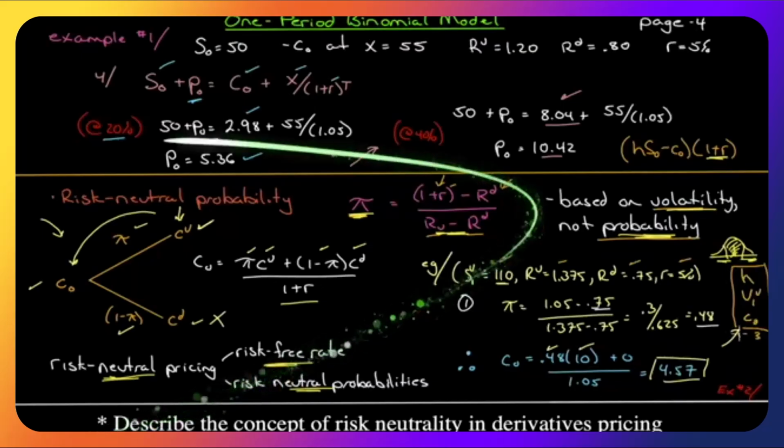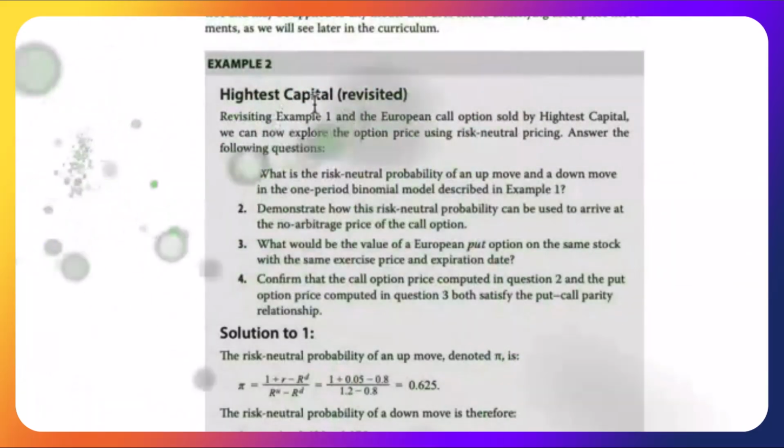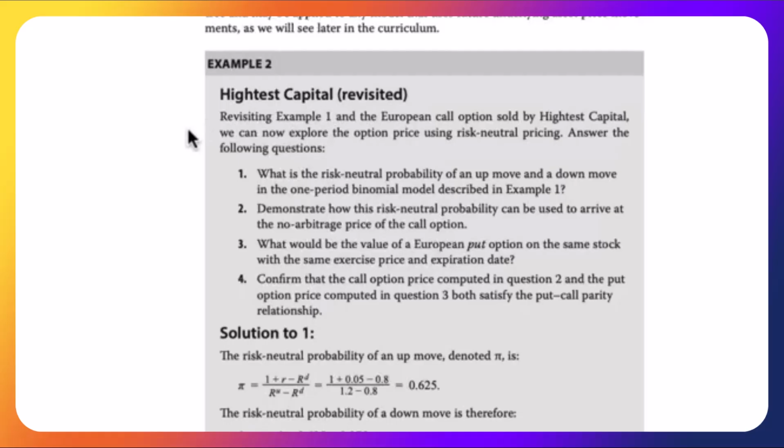Let's take a walk through example 2. Okay, this is just a continuation of example 1, the same company, revisiting example 1 and the European call option sold by highest capital. We can now explore the option price using risk-neutral pricing. Answer the following questions. Number 1, what is the risk-neutral probability of an up move and a down move in the one-period binomial model described in example 1?